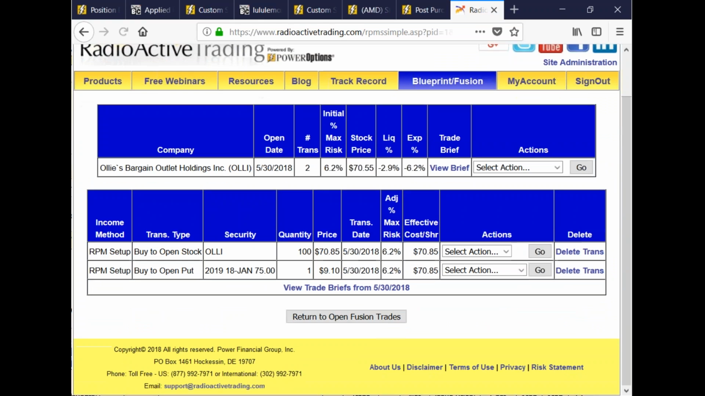Good risk on this position too. We got in the stock at 70.85 and got the January 75 put for 9.10 for a risk of 6.2%. And earnings are coming out in 5 days on the 6th. So that was a pretty interesting trade there on that position.